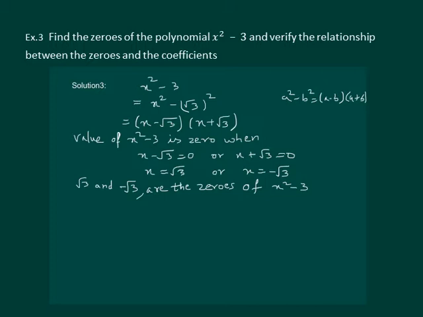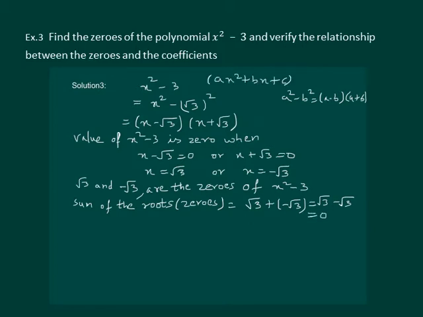Now let us verify the relationship between the zeros and the coefficient. So we start with sum of the roots. It comes out to be root 3 plus minus root 3, which is same as root 3 minus root 3, which is equal to 0. If we compare the given quadratic polynomial with the general form, we can see the coefficient of x, that is b, is 0 in the given polynomial.